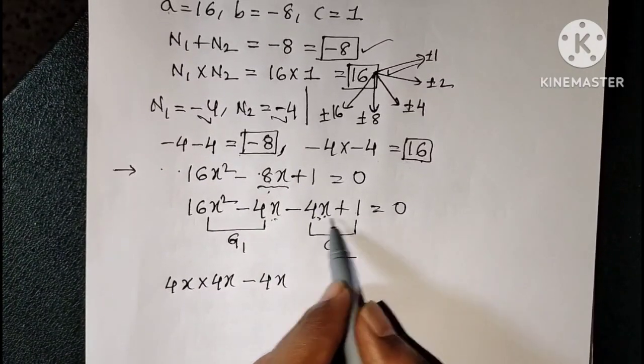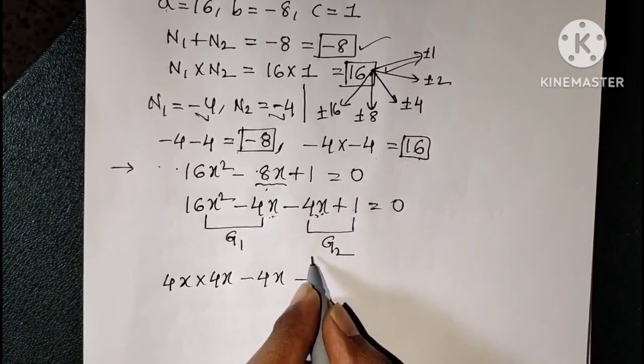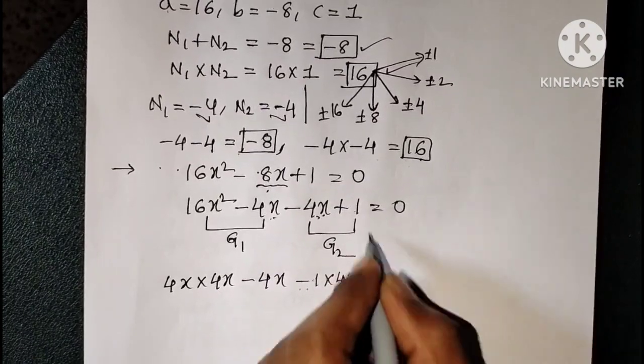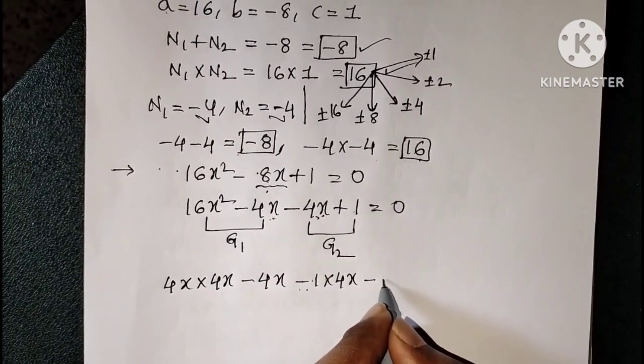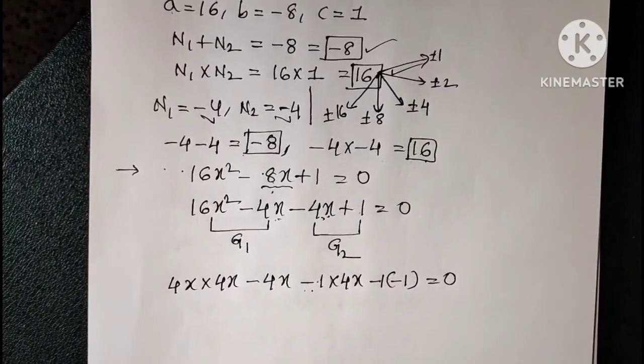What is the common thing here? Yes, minus 1 we can take common. See here, minus 4x can be written as minus 1 into 4x, and plus 1 can be written as minus 1 into minus 1.